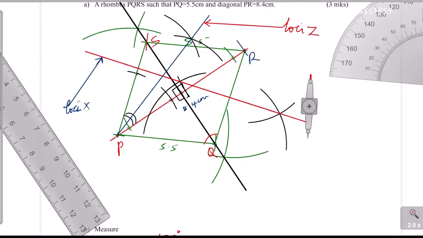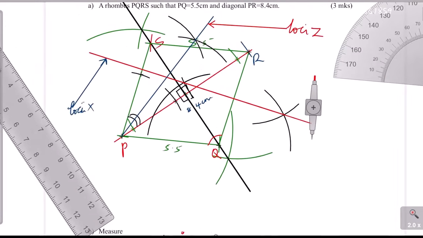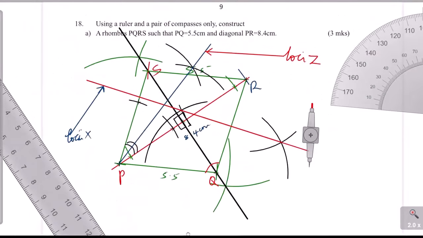The angle bisector loci. So now after doing that, let's go to the other question. Mark, that is 3, mark the point of intersection of the loci of X and Z as M. So where the two loci, X and Z, are meeting. They are meeting at this point. As you can see, they are meeting at this point. So that is the meeting point. You're supposed to mark that one as M and measure RMQ.